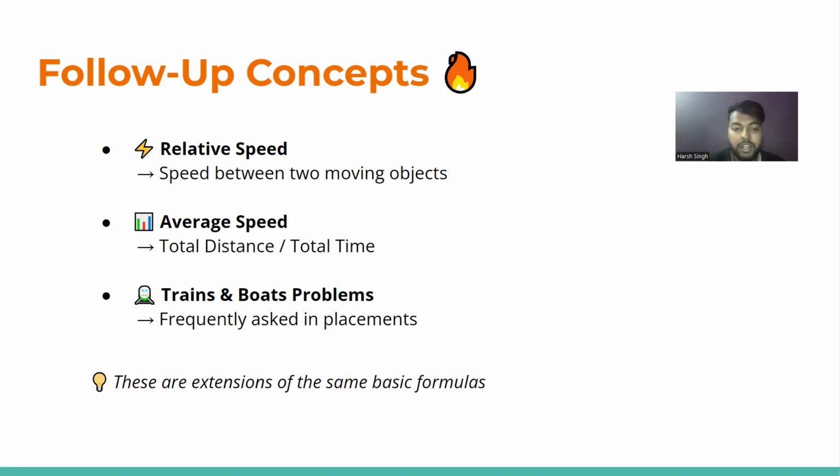For the third, the train and boats problem. For the train problem, distance is the length of the train. If there are two trains, distance equals the sum of the lengths. The boat generally moves in two streams, upstream and downstream. For upstream, we have boat speed minus stream speed. For downstream, we have boat speed plus stream speed. These are not new concepts. This is just an application of the basic formulas we've learned earlier.